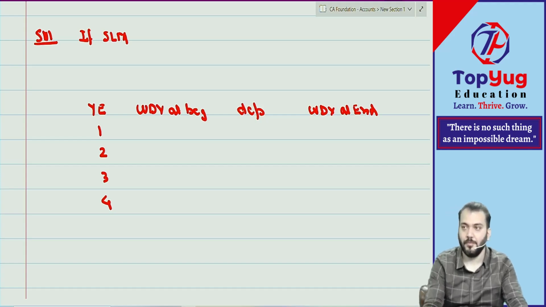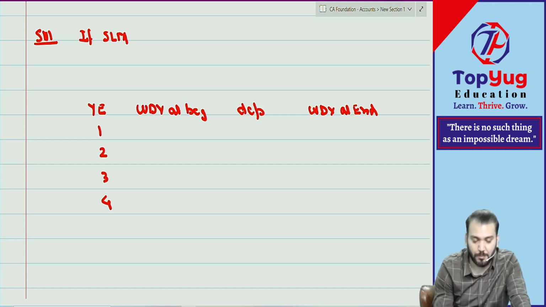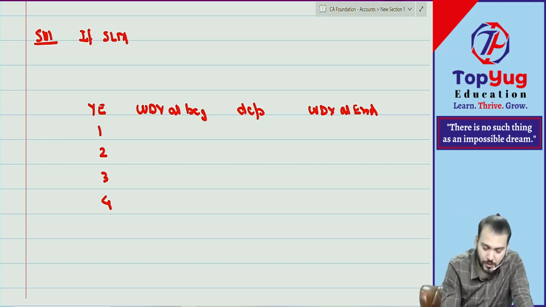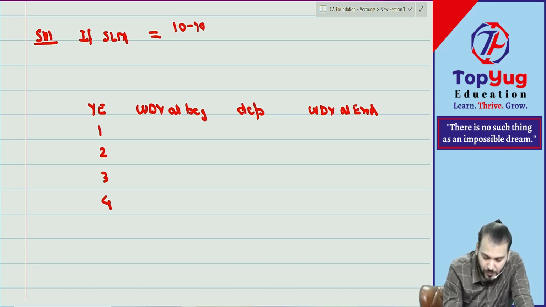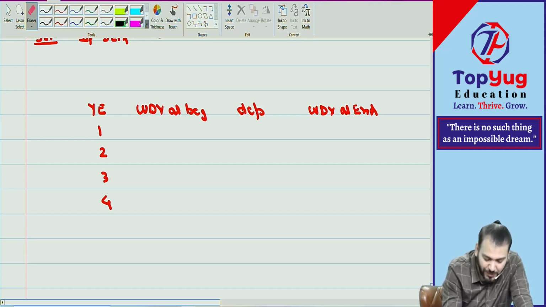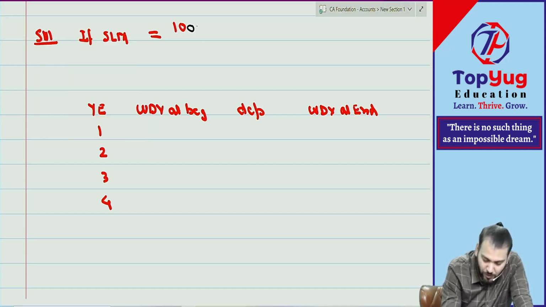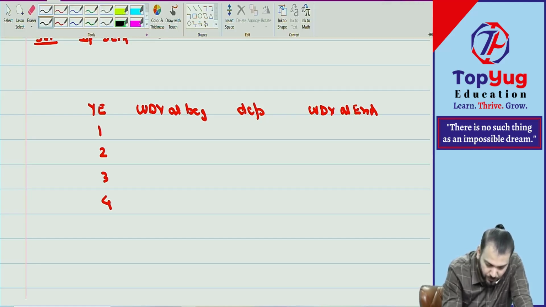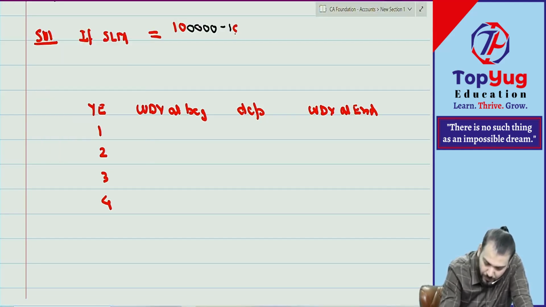Done. For SLM, annual depreciation will remain the same. So what have you calculated? 10 lakh minus 1 lakh, divided by 4. This only you have done. 10 lakh minus 1 lakh divided by 4 is equal to 2 lakh 25,000.